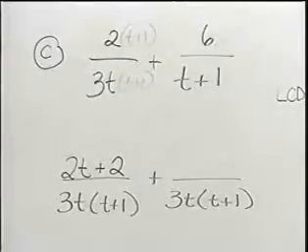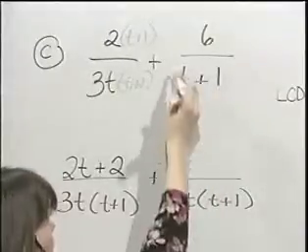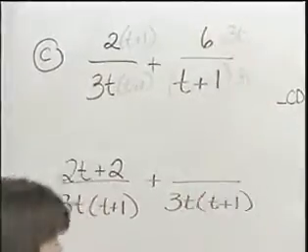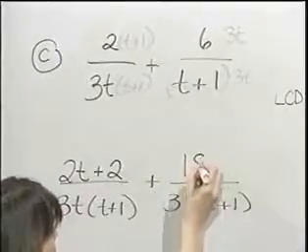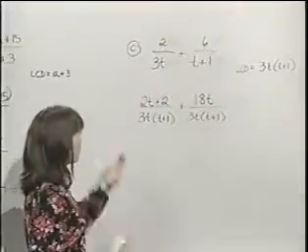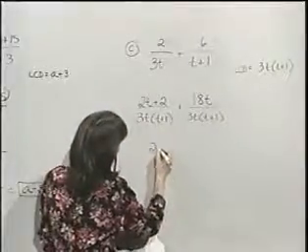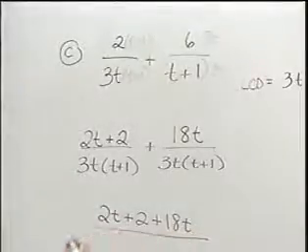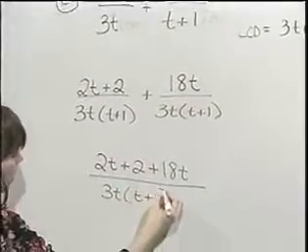And then in the second fraction, we have a t plus 1 in our denominator, and we need to get a 3t with it. So let's multiply that by 3t, and 3t on the top. And so 6 times 3t is 18t. We now have the same denominator, so all we have to do now is our next step, which is add the numerators. So here we go. Let's take 2t plus 2 plus 18t, and we will put that all over 3t times t plus 1.